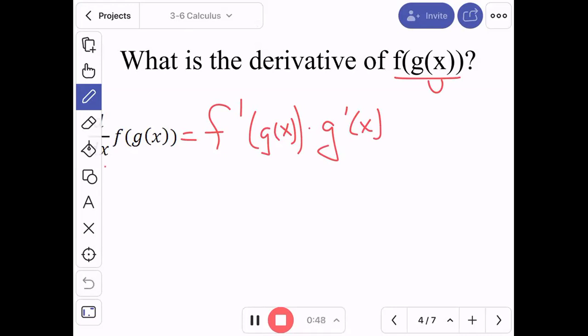This I would maybe put on my foldable. This on the outside, d dx of f of g of x, and this goes on the inside. This is another form of the chain rule.